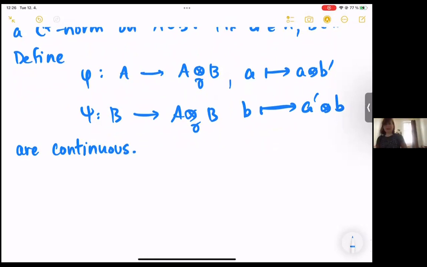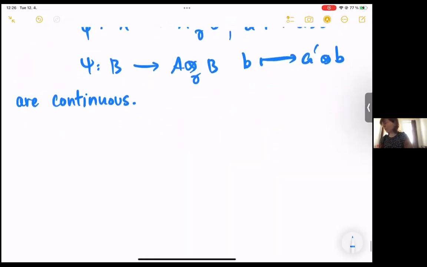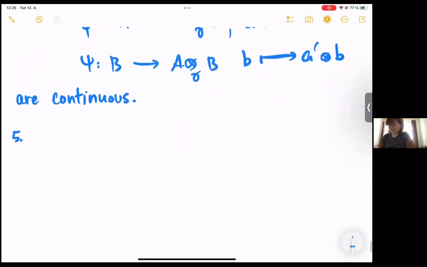So this is somehow like the minimal thing you would expect out of a C-star norm, the tensor product, and indeed this turns out to hold. As I said, I will skip the proof there, so that we can move ahead a bit.